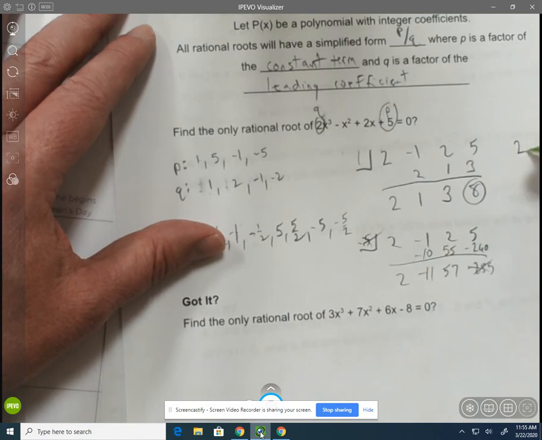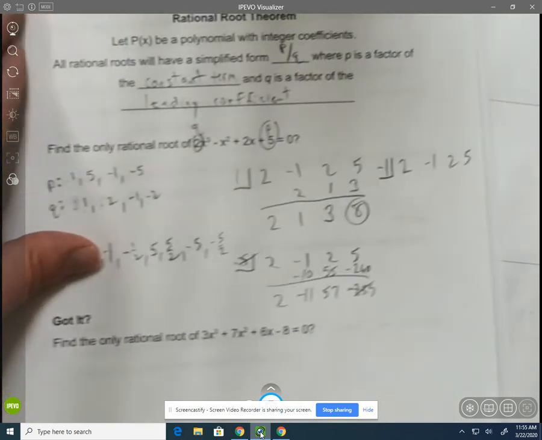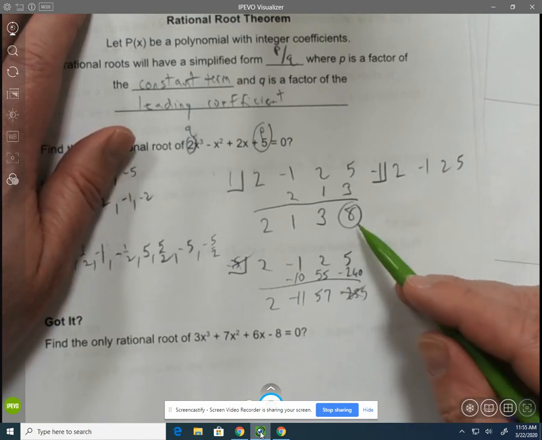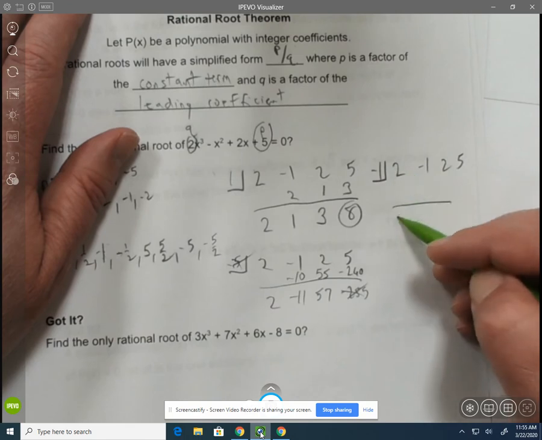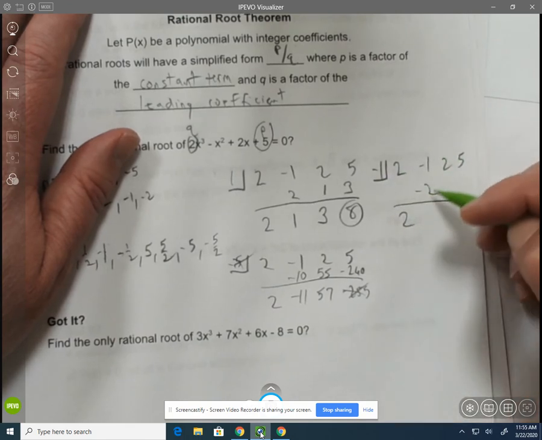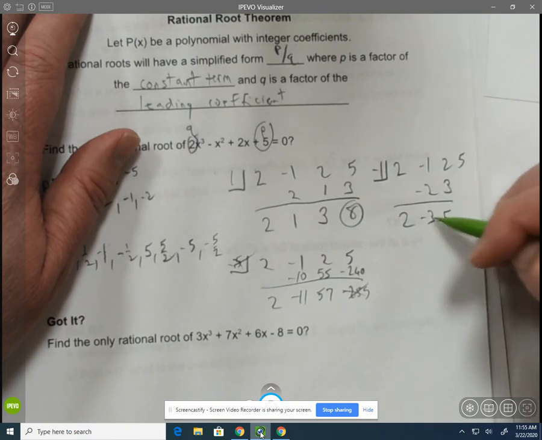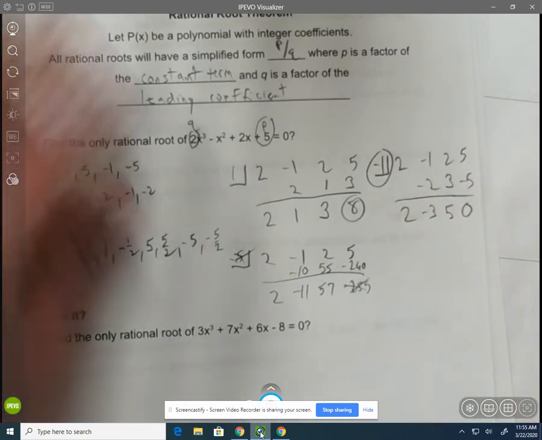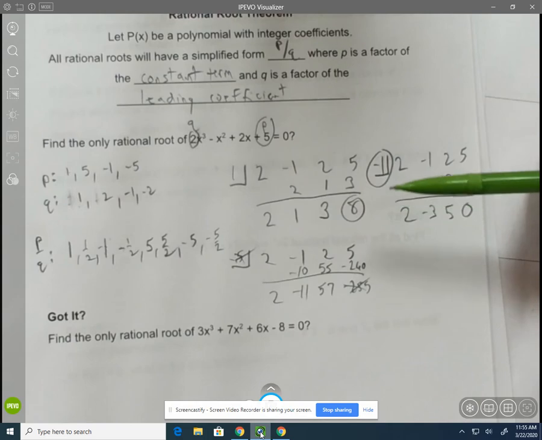Let's try another one. 2, -1, and we just have to keep going until we find the one. Let's try -1. We try the one that comes out with a remainder of 0, because I know if it has a remainder of 0, that means it's going to have an answer of 0 when I put that in there. So I add, and then I multiply. I add, and then I multiply. I add, and then I multiply. Oh, ding, ding, ding. The one rational root of this polynomial is -1.